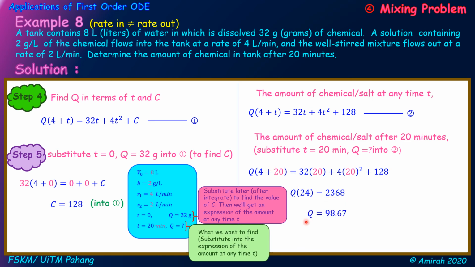Then we can simplify and solve Q equals 98.67. From the given question, Q is given in grams, so we put g at the back. It means the amount of salt, or the amount of chemical, after 20 minutes equals 98.67 grams.